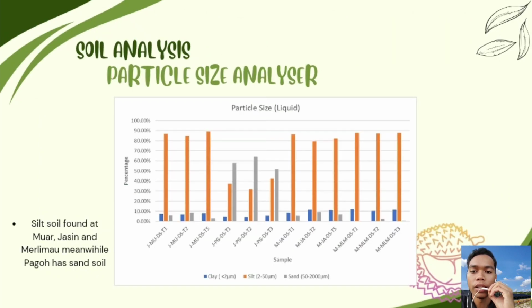For soil analysis, a particle size analyzer is used to identify the soil texture of composite soil. From this graph, we found that soil orchards at Muar, Johor, and Jasin and Merlimau, Melaka have silt soil, which is 2 to 50 micrometer. Meanwhile, Pagoh, Johor has sand soil, which is 50 to 2000 micrometer.